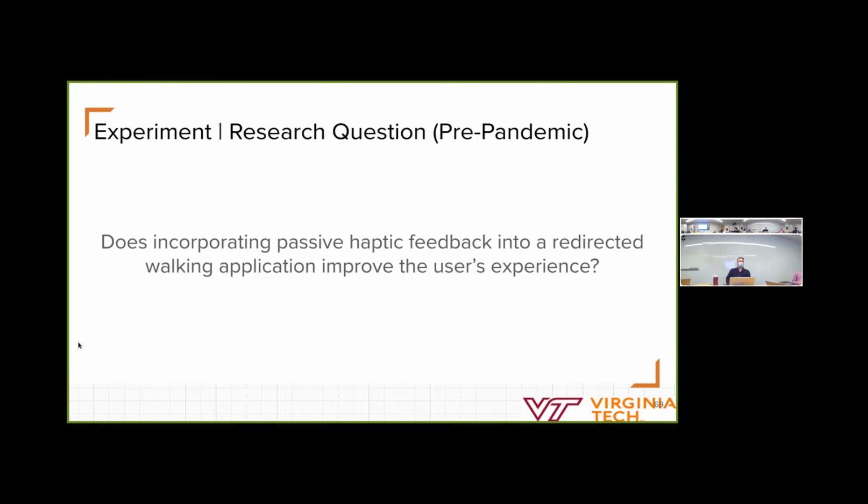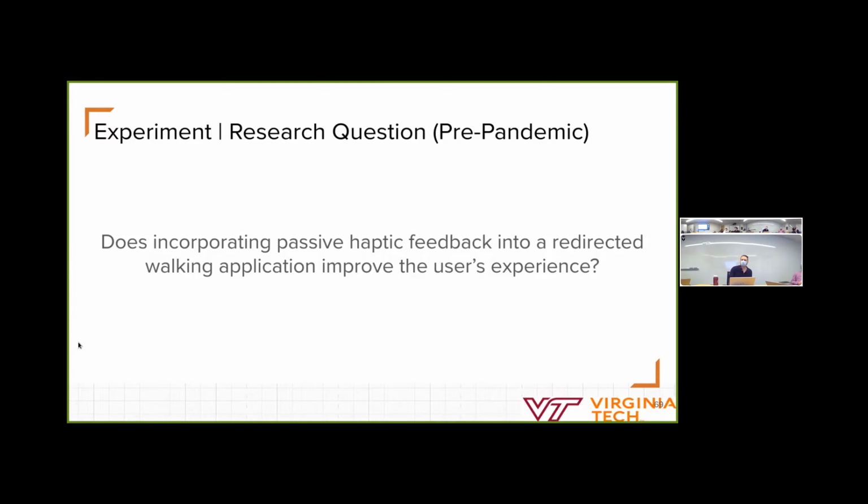So the research question I had for this was, does incorporating passive haptic feedback into a redirected walking application improve the user's experience? Because this is something that hasn't been done before because it couldn't be done before. However, this was pre-pandemic, and then the pandemic happened, and so we decided to pivot. We could have gone to just another simulation-based approach, but at this point, we're determining that while simulation definitely has a strength, there are parts of the research that it just can't address. And so we wanted to definitely stick with a live user subject study for this. Also, my committee told me I had to.